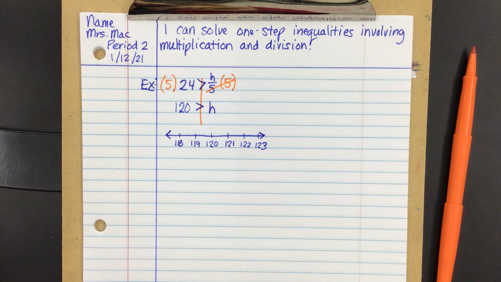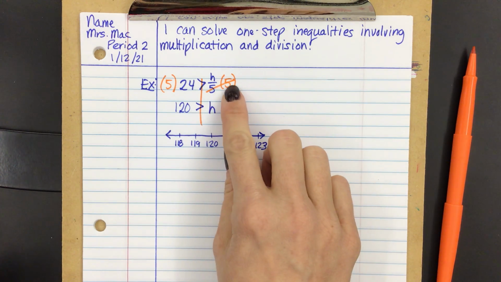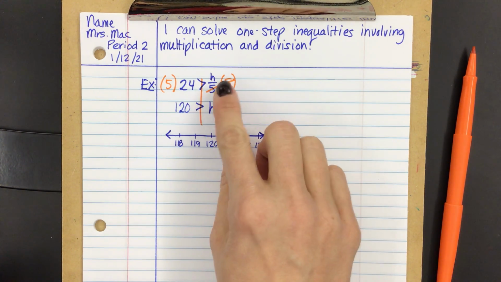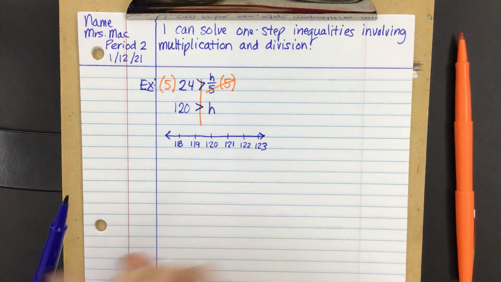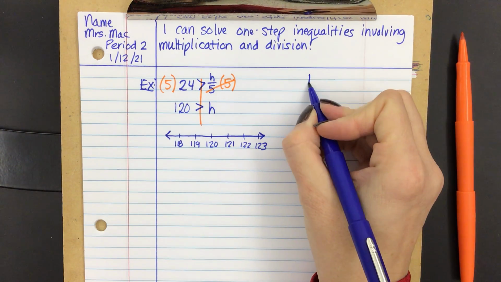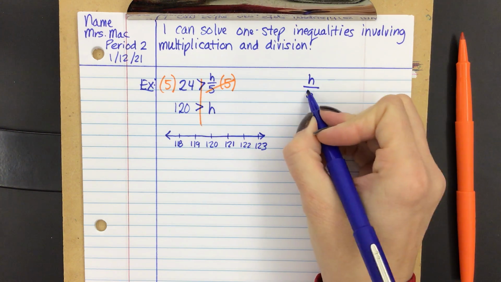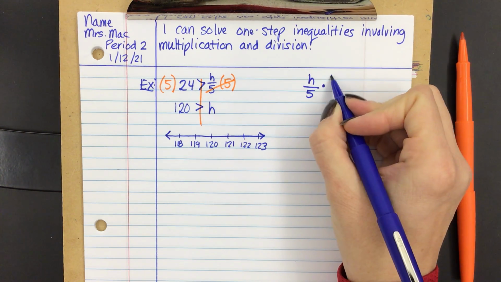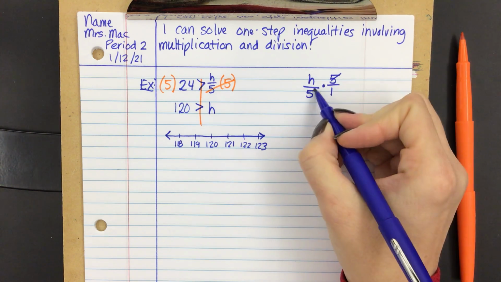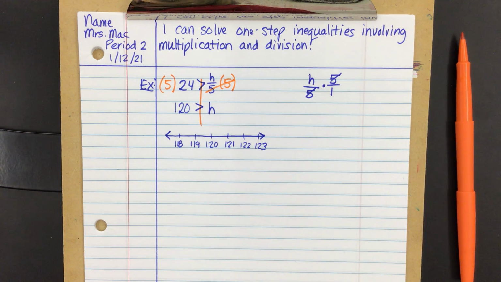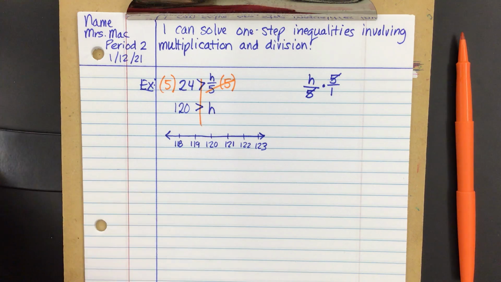Why are we left with just h if you're multiplying 5 by 5? Because I'm not multiplying 5 by 5. Really what's happening is I have h over 5, and I'm multiplying by 5 over 1, and then you could cross cancel the 5s like that. Good question, though. I'm glad you asked.